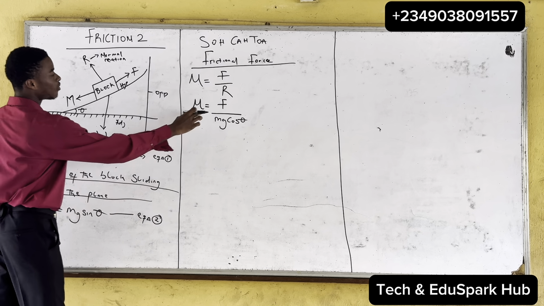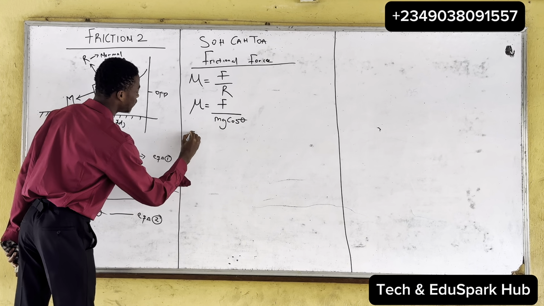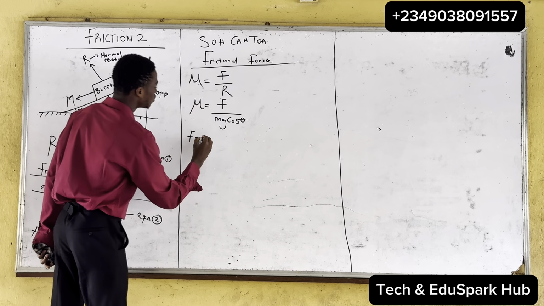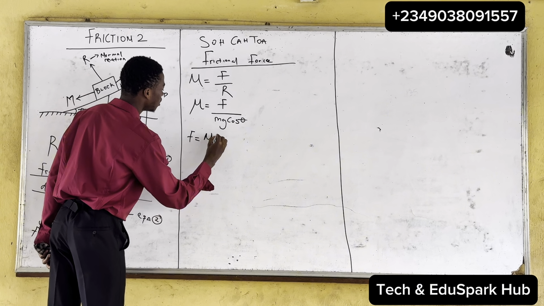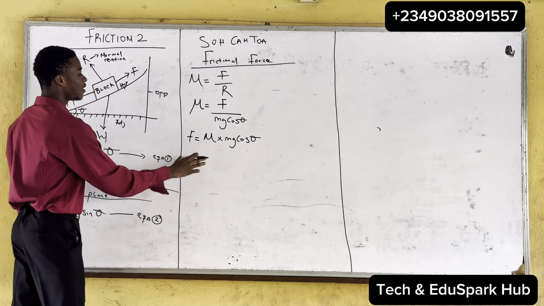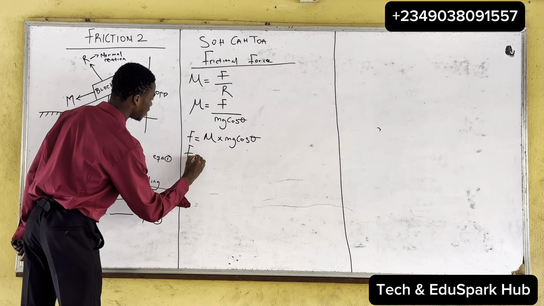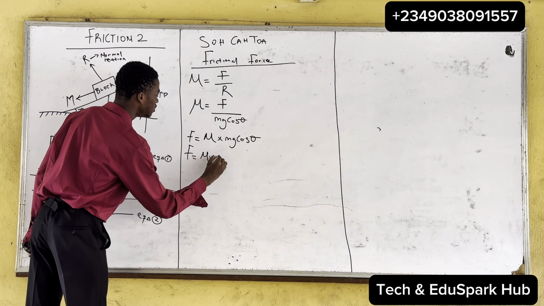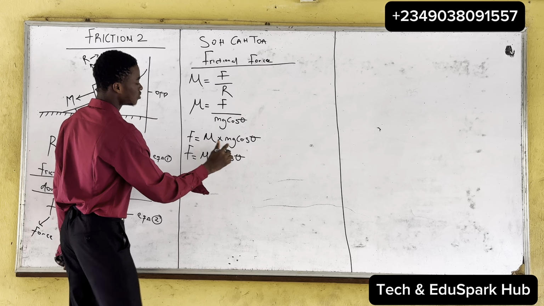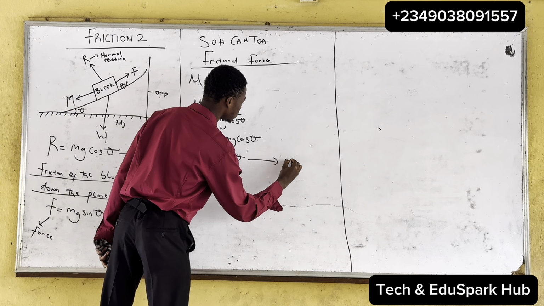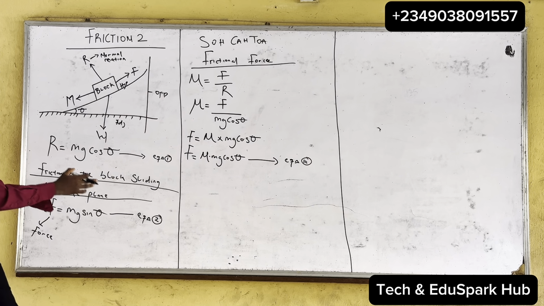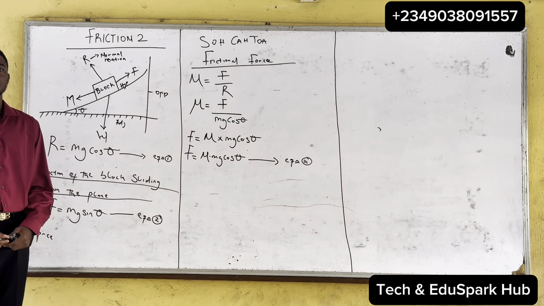So in this case, we can make the frictional force the subject of the formula. When we cross multiply, we have the frictional force equal to mu multiplied by mg cos theta. So this is the formula for our frictional force. The frictional force will be given as mu dot mg cos theta. This dot is the same thing as multiplication. So we have this as our equation 3. This is the formula for the frictional force of an inclined plane.